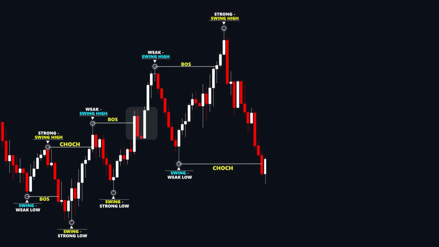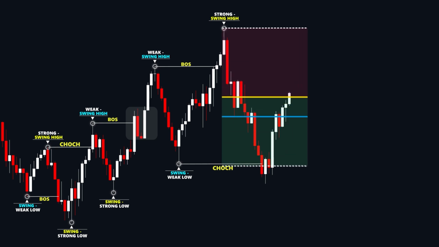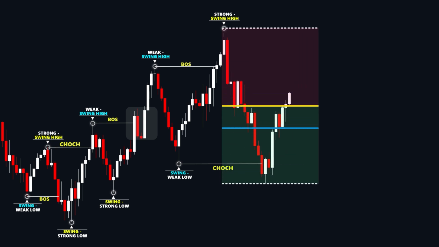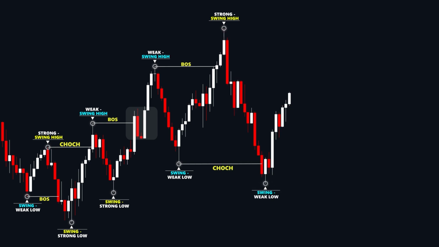Price drops sharply. After some time, it pulls back again. So, grab your Fibonacci tool and draw from the strong high to the low. Price comes up to the 38.2% level. That's a valid pullback. We mark the week low. Then, price breaks below that week low. That's a break of structure. So, we mark the new strong high, which is the highest point before the break.